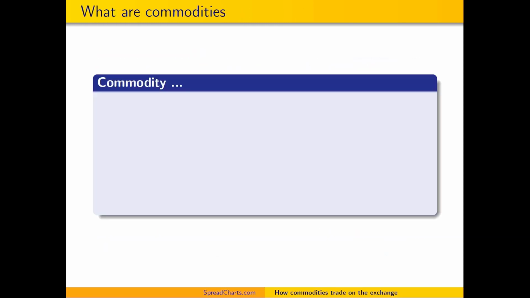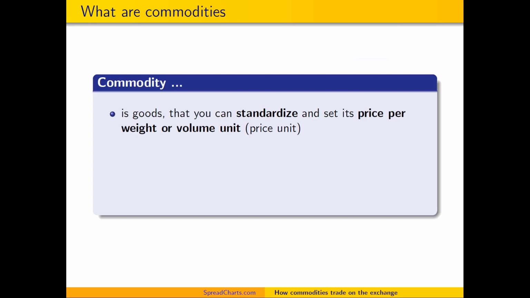A commodity is goods which you can standardize. You can set its price per unit of its weight or volume. We use price units for this, and we will show you some examples in a few moments.